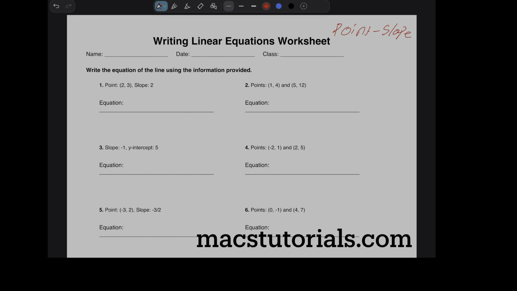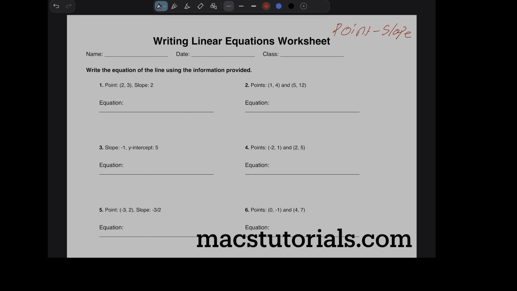The reason why we would use this is because we don't know the y-intercept. So if you have to graph something and they give you a point and they give you a slope, you would use this. On the other one, if you were given a y-intercept and a slope, you would use the other one. Okay, so let's just talk a little bit about how this would work. Write the equation of the line using the information provided.